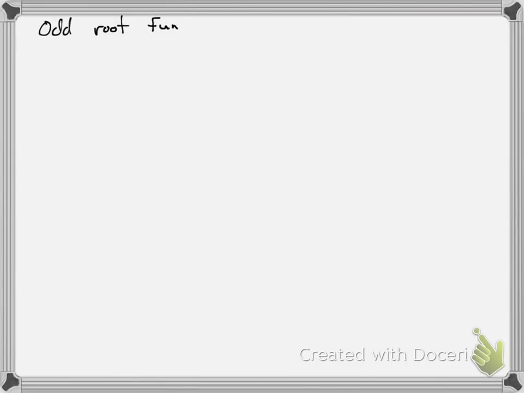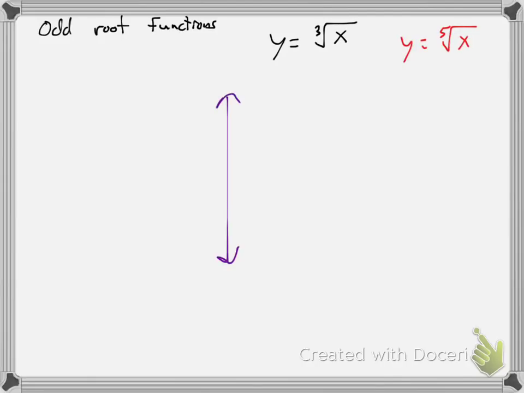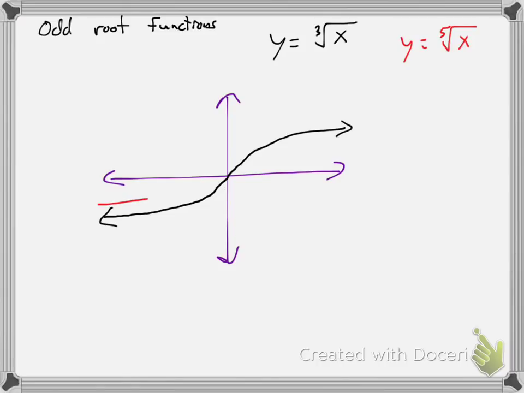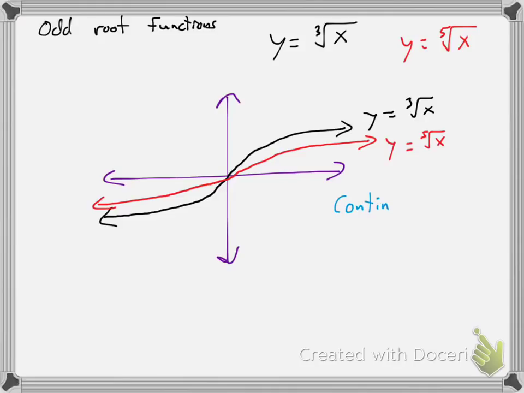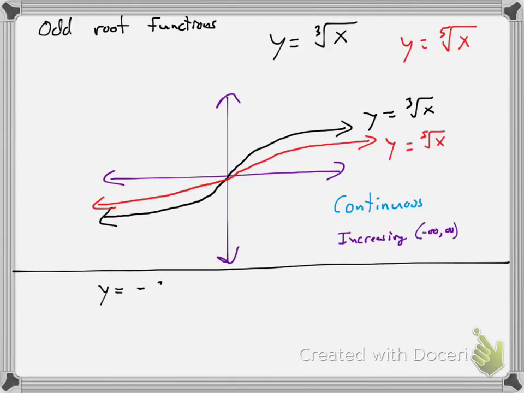Okay, this is the last slide. We have odd root functions. Okay, y equals cube root of x, y equals fifth root of x. Y equals cube root of x in black, y equals fifth root of x in red. Both continuous. Both of these are increasing from negative infinity to positive infinity.